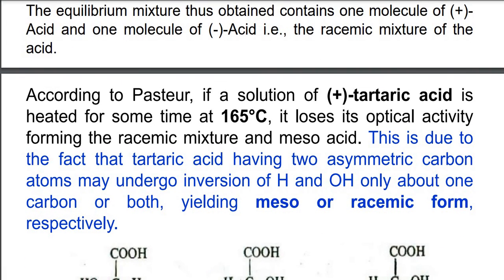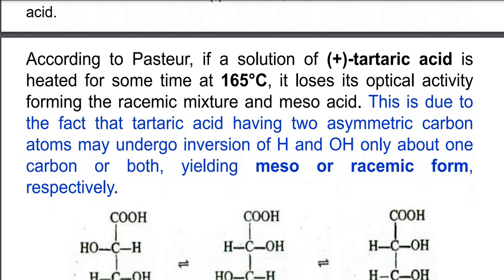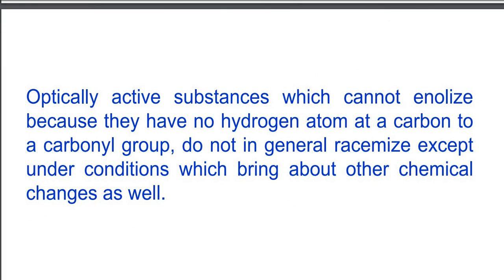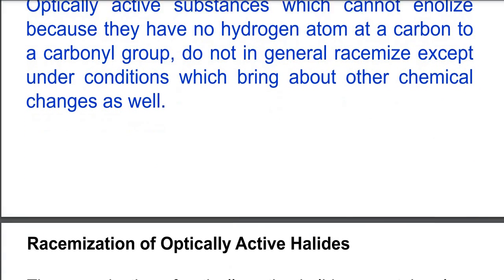According to Pasteur, if a solution of plus tartaric acid is heated for some time at 165 degrees Celsius, it loses its optical activity, forming the racemic mixture and the meso acid. This is due to the fact that tartaric acid, having two asymmetric carbon atoms, may undergo inversion of hydrogen and hydroxyl about one carbon or both, yielding meso or racemic tartaric acid respectively. You can see here. Optically active substances which cannot enolize because they have no hydrogen atom at the carbon adjacent to the carbonyl group do not in general racemize, except under conditions which bring other chemical changes as well.